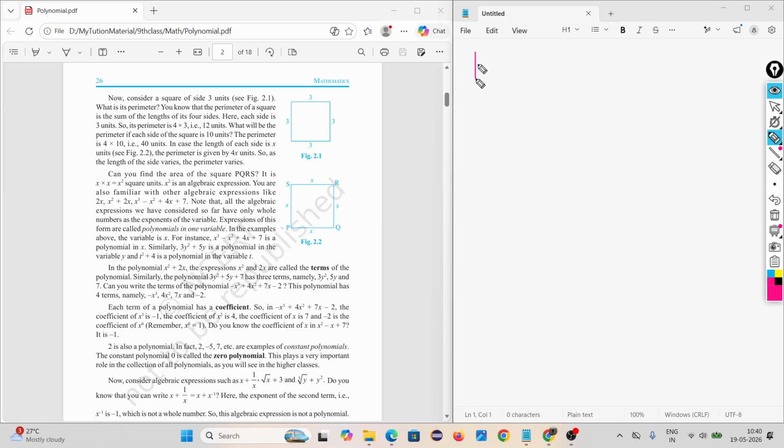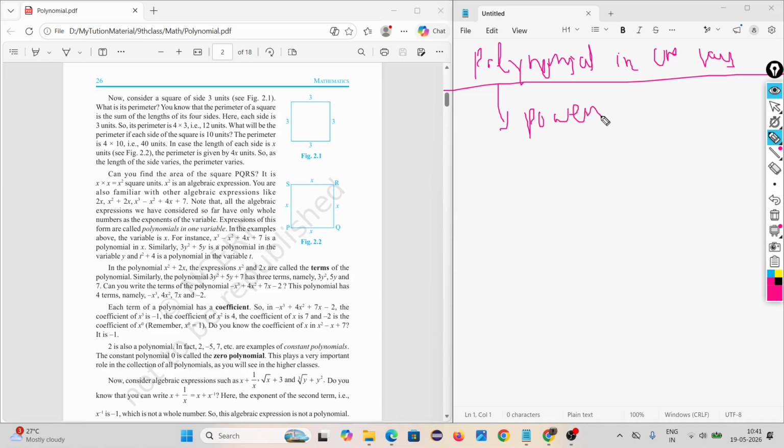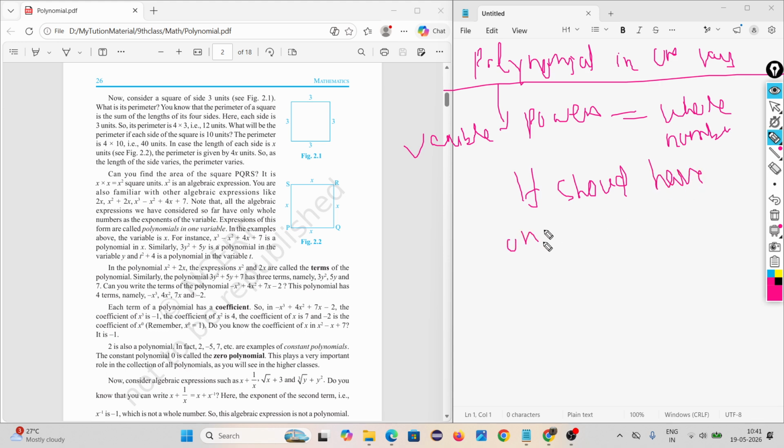Then polynomial in one variable. What does it mean? First thing, it should be a polynomial, which means the power of x, the variable power, must be a whole number. Then the second thing, it should have one variable.